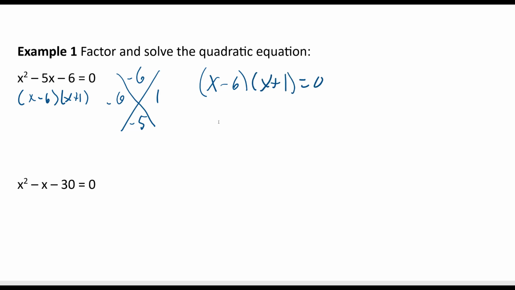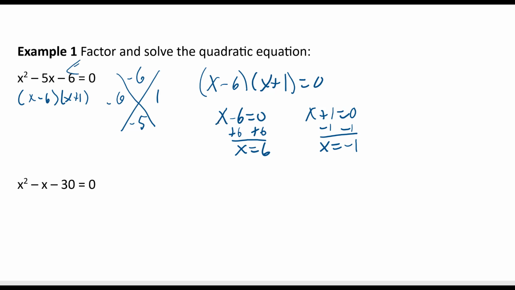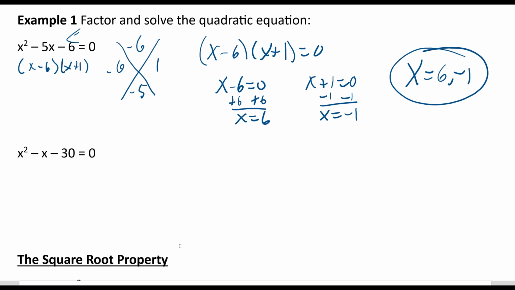So we have a product equal to 0. So I could take each factor of the product and set that equal to 0. So x equals 6. x equals -1. And those are two values that would make this original equation a true statement. So x equals 6 or -1. Let's try the next one.